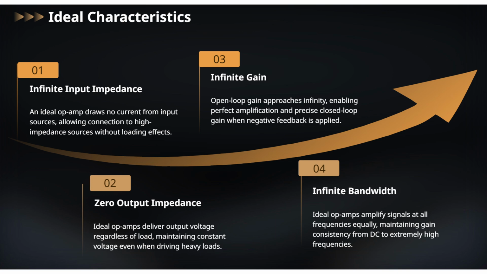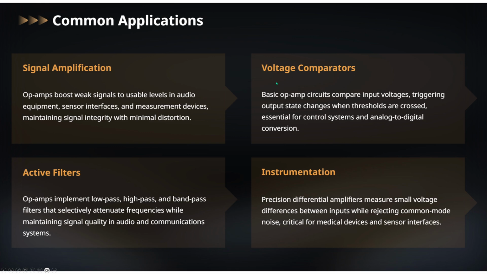First of all, ideal characteristics would be first an infinite input impedance. An ideal op-amp draws no current from input sources, allowing connection to high impedance sources without loading effects. That's number one. Number two would be zero output impedance. Ideal op-amps deliver output voltage regardless of load, maintaining constant voltage even when driving heavy loads. That's ideally. Infinite gain, that's also an ideal situation. And lastly is the infinite bandwidth, an op-amp that can amplify signals at all frequencies equally, maintaining this high gain consistency from DC to extremely high frequencies.